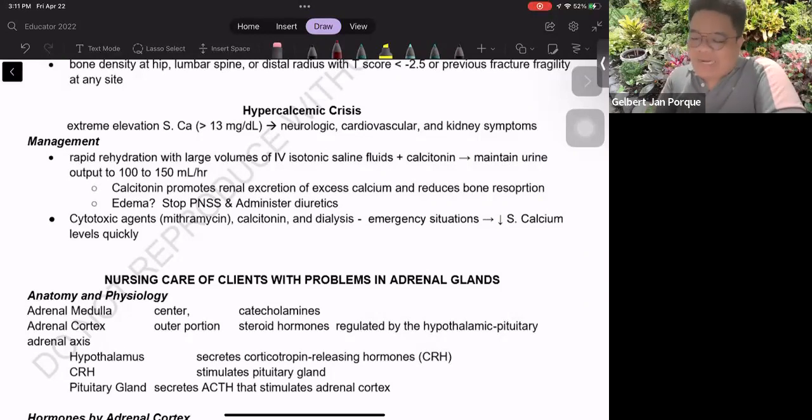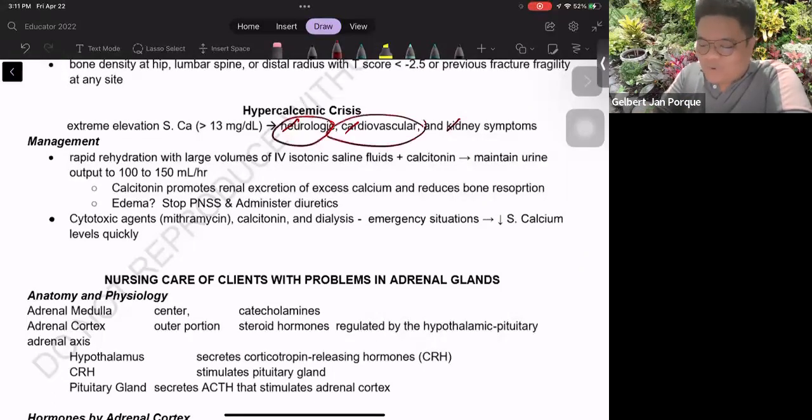Now, class, the criteria for asymptomatic patients class for surgery are indicated there. Now, class, for your hypercalcemic crisis. Normal ta 8.5 to 10.5. Si hypercalcemic crisis, naga more than 13, no? Now, class, once your hypercalcemic crisis would occur, may neurologic, cardiovascular, kidney symptoms would happen. Ang bantayan natin, of course, is your neurologic and cardiovascular na symptoms. So, ano ginaobra natin? It's also considered an emergency. So, class, ano obra ta? Rapid rehydration with large volumes of IV isotonic saline solutions kag calcitonin.